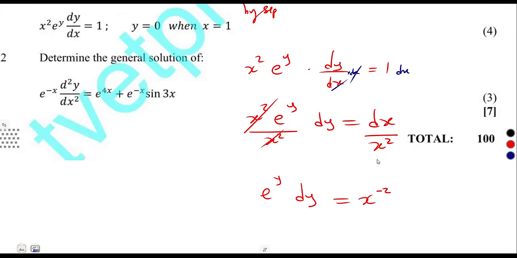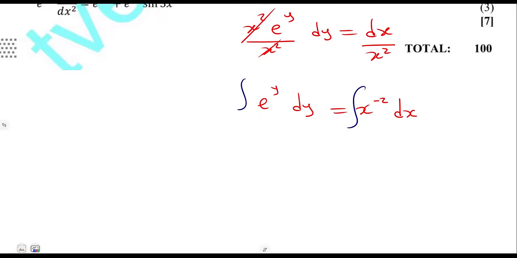If we take it up, it's x to the exponent of minus 2 with respect to x. Why rewrite in this manner? So that you can integrate properly. Integrating this, e remains as it is. Then for x squared, you add 1, so it becomes x to the power of minus 1 over minus 1. So that's minus 1 over x.